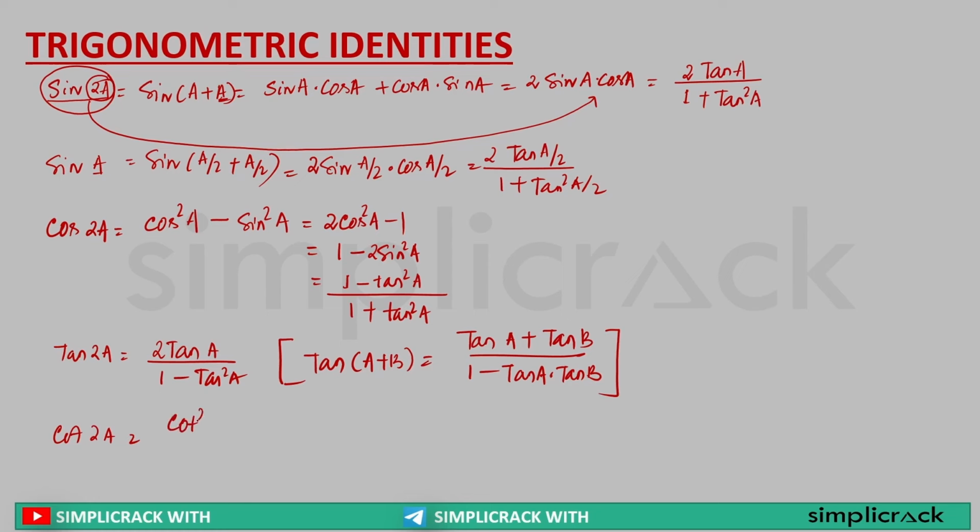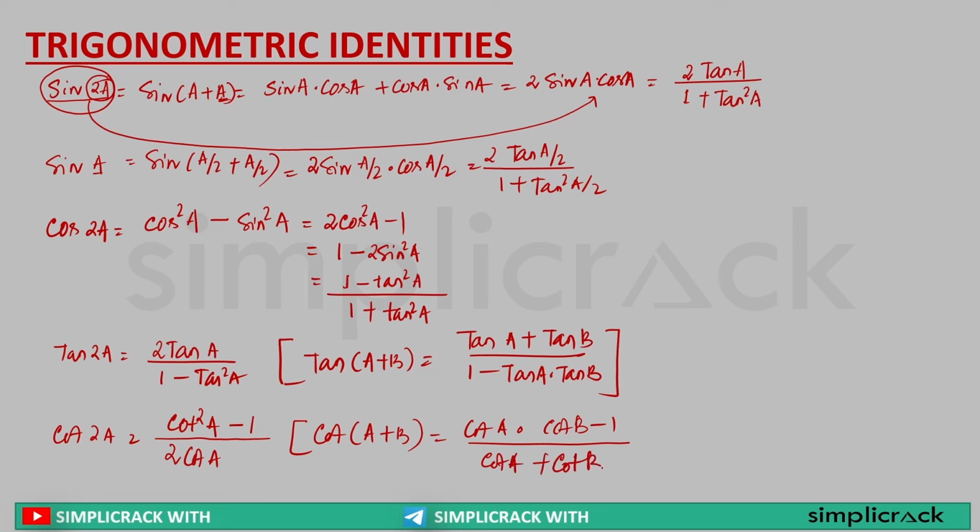Reverse means, sir, cot square A minus 1 divided by 2 cot A. Sir, this can also be written as, if we check the formula for cot A plus B, it is cot A multiplied by cot B minus 1 divided by cot A plus cot B. So now we learned the formula for tan A plus B, the formula for cot A plus B, what is tan 2A, and what is cot 2A.